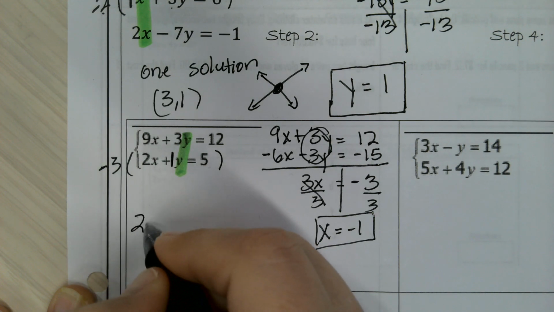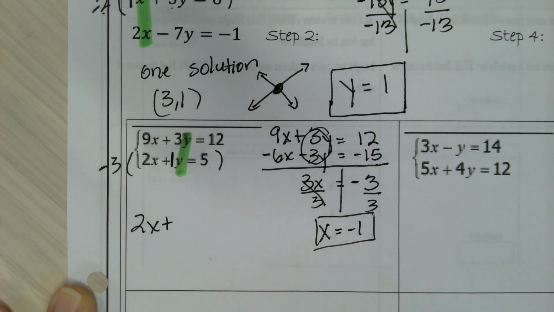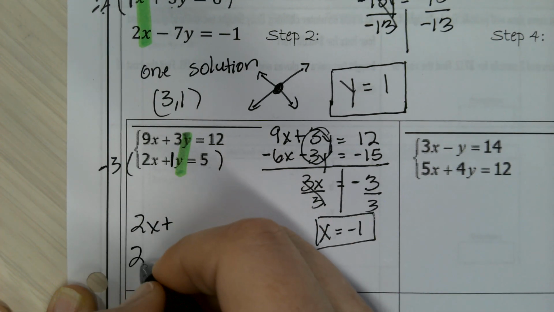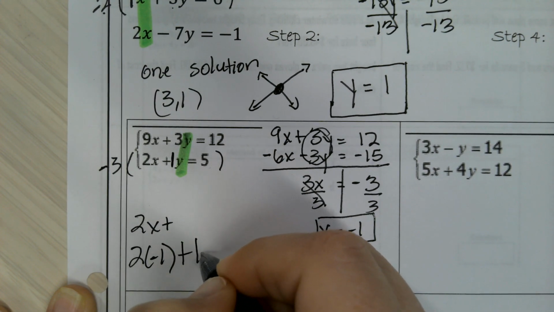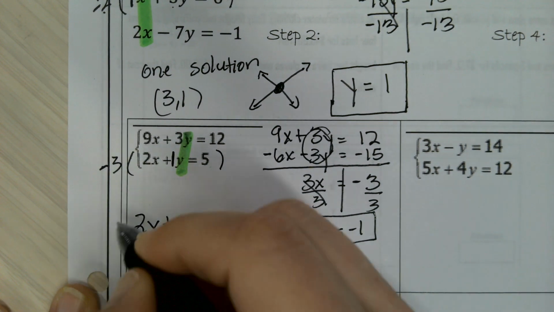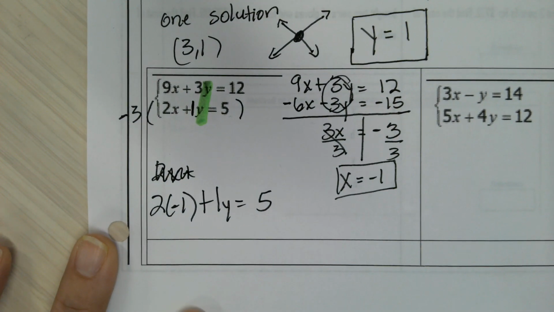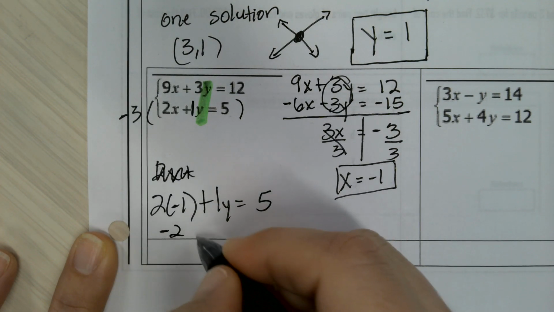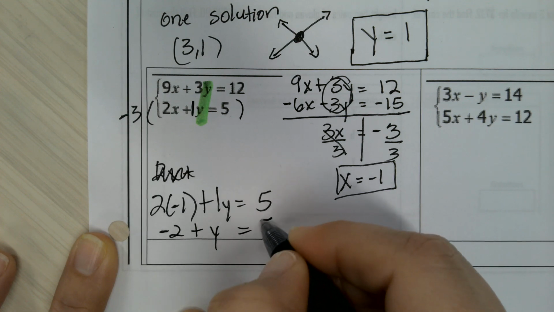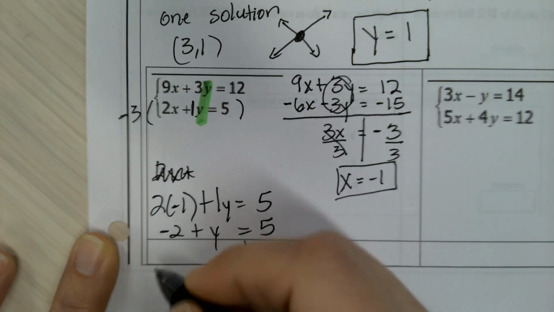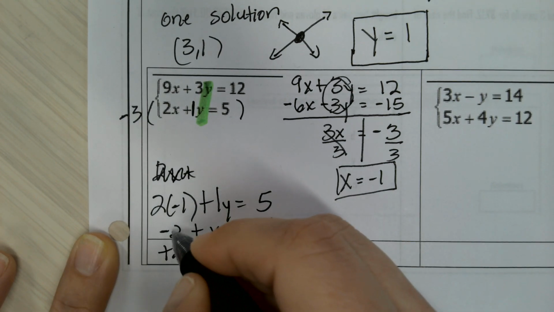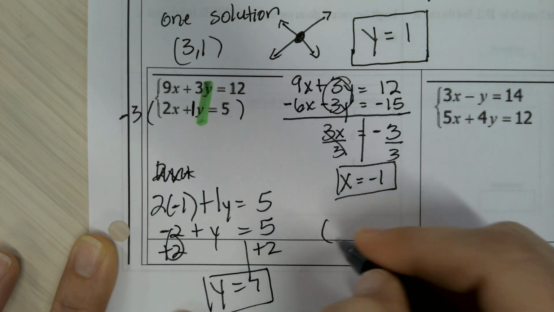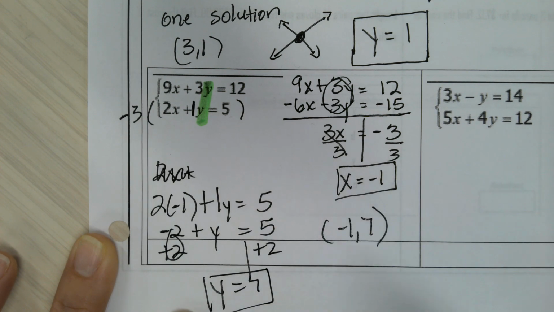So that would be 2 times x, let's plug that in, 2 times negative 1, plus 1y equals 5. Okay, so all I did was take the negative 1, plug it in for x here, so we've got negative 2 plus y equals 5, and then to solve for y, I would add 2 over. So in this case, y is going to be 7. And again, I have one solution. (-1, 7) will be the point that they share.